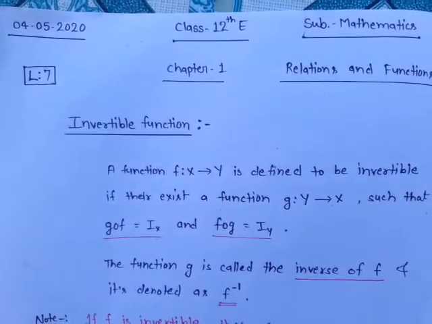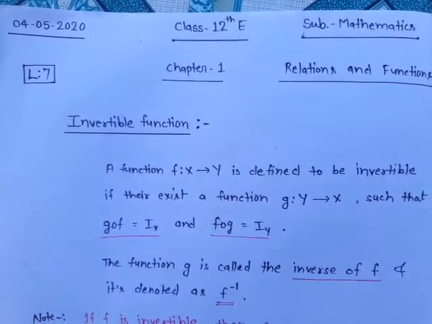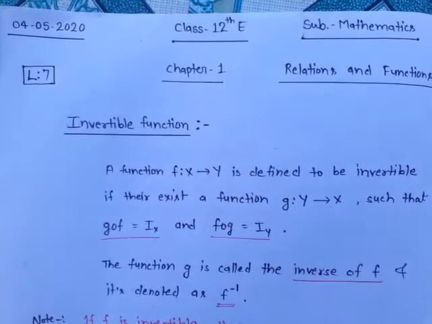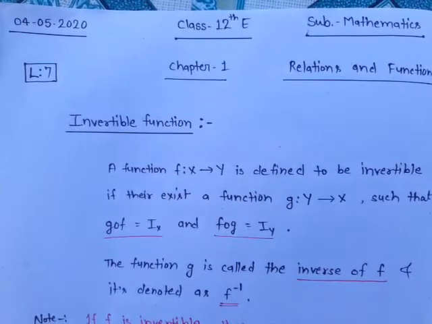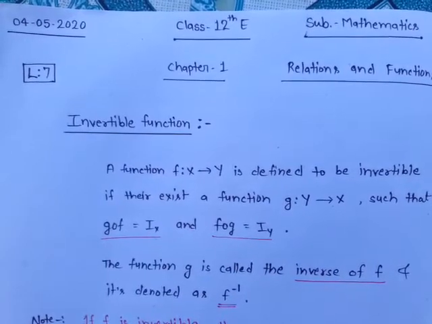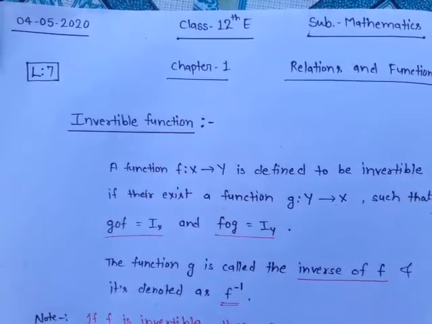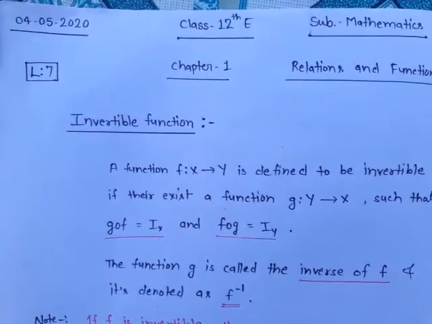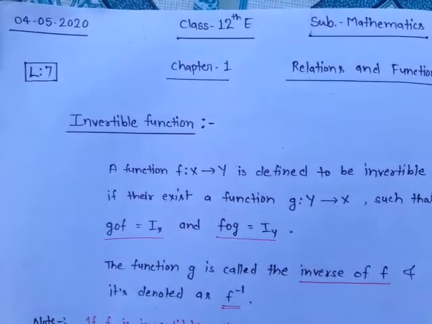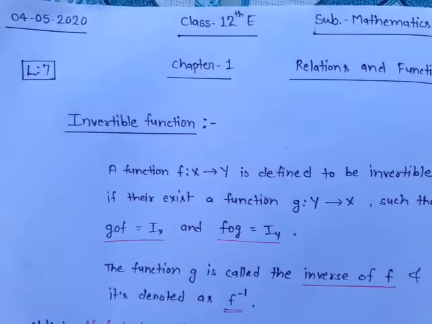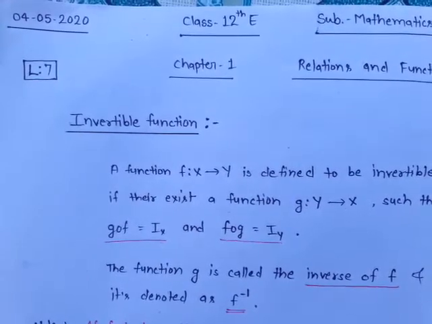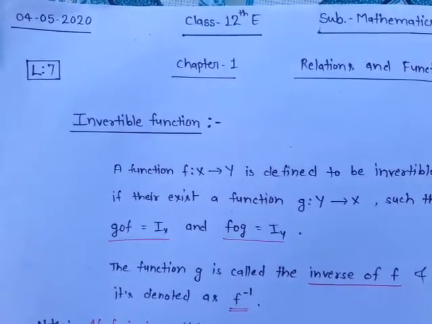Now start your first chapter, relation and function. This is your seventh lecture in this chapter. In the previous lecture we discussed composition of function. In composition of function we discussed two or three types of function which are combined, and we discussed some patterns just like f of g, g of f. f of g means fog, g of f means gof, etc.